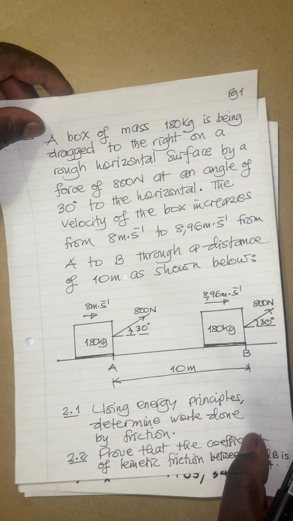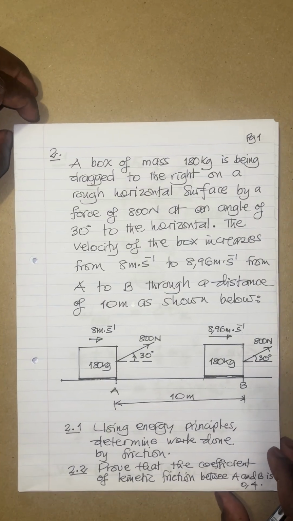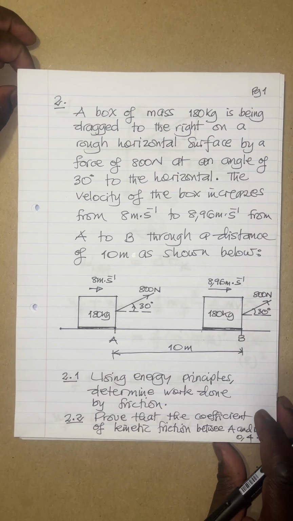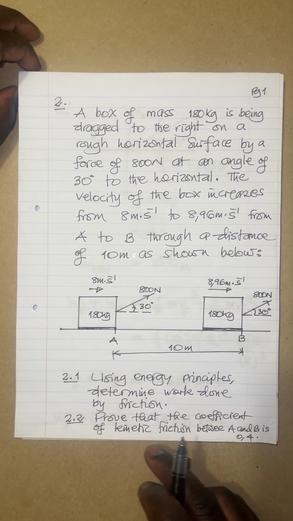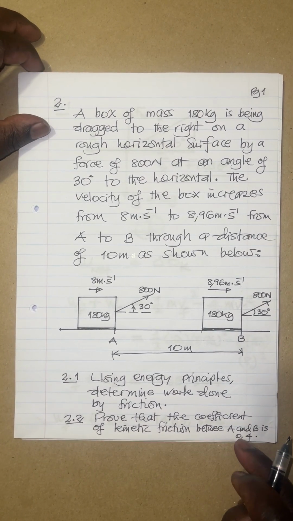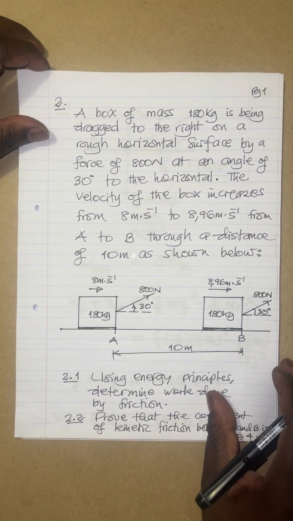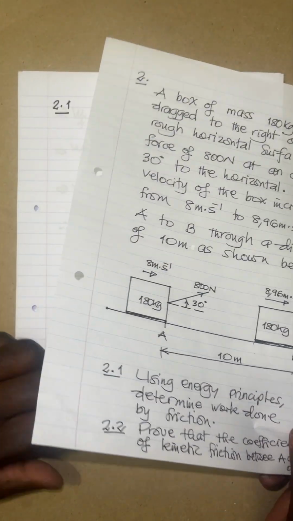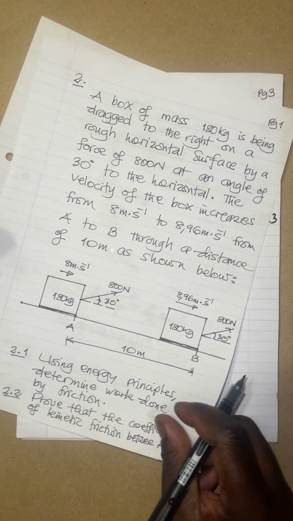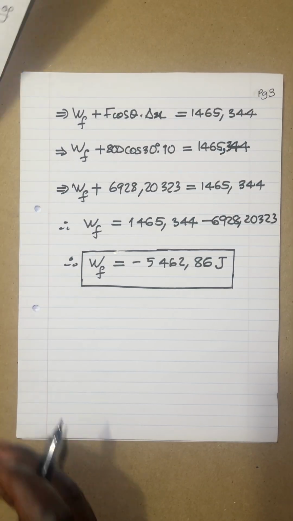Now, number 2, take note of number 2. 2.2 says, prove that the coefficient of kinetic friction between A and B is 0.4. Now, for us to be able to work out coefficient of kinetic friction, we need frictional force.